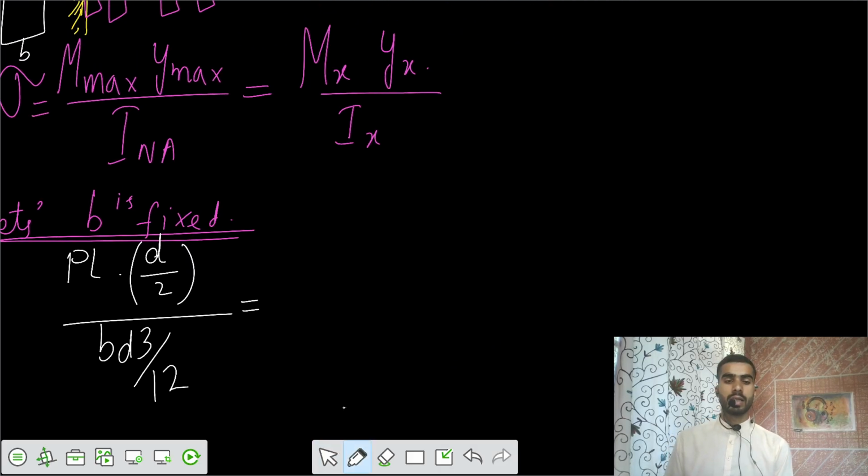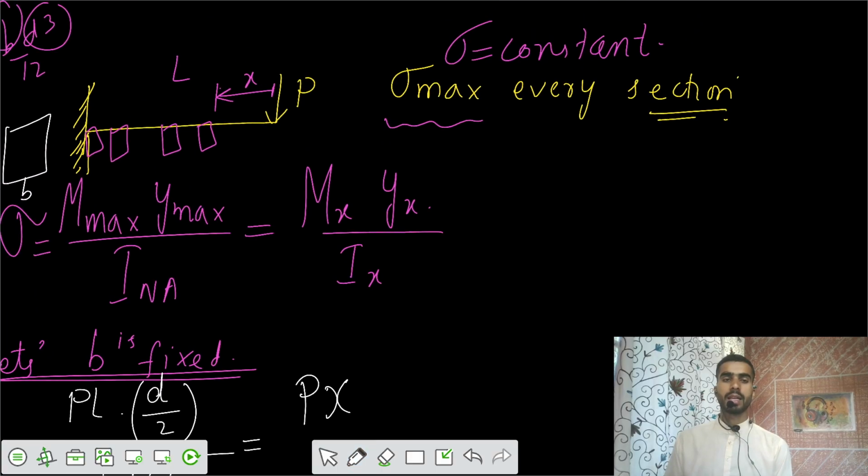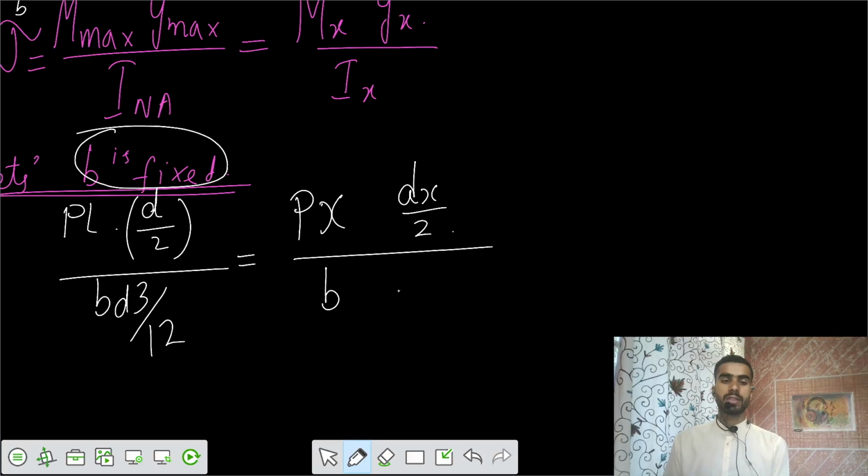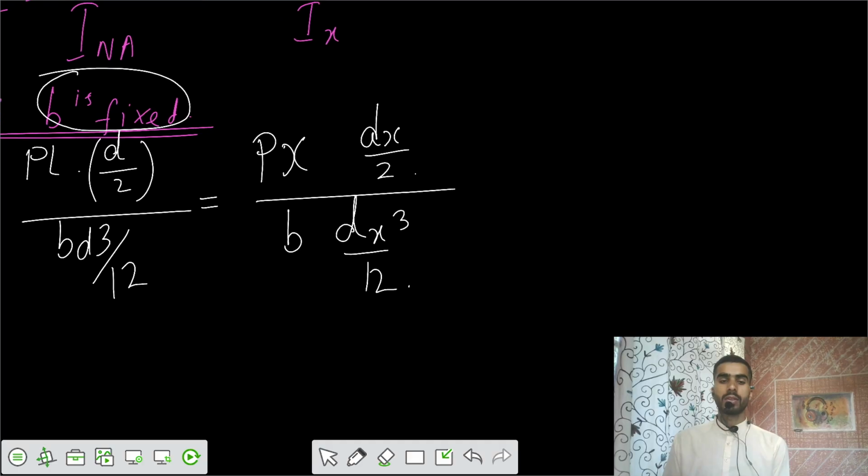So let's write the moment at any x, that would be equal to P into x. Then the y max at any x would be dx by 2. Similarly, you have the width kept fixed. If the width is kept fixed, that means b is constant throughout the length. That means you have I equal to b dx cubed by 12. So finally, we can say dx square equals x by L into d square.